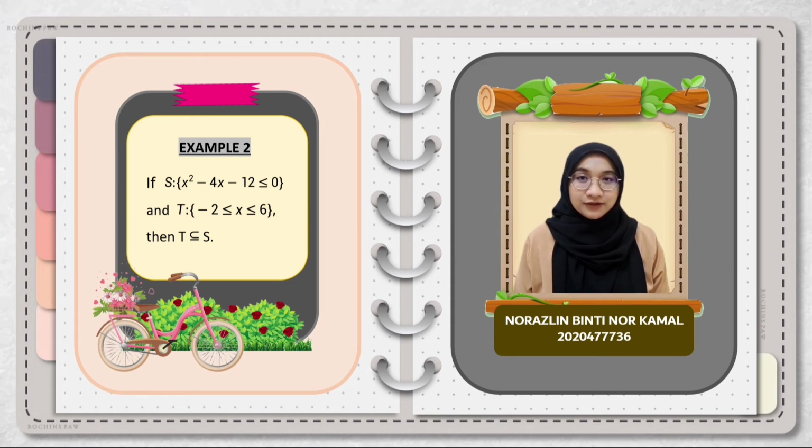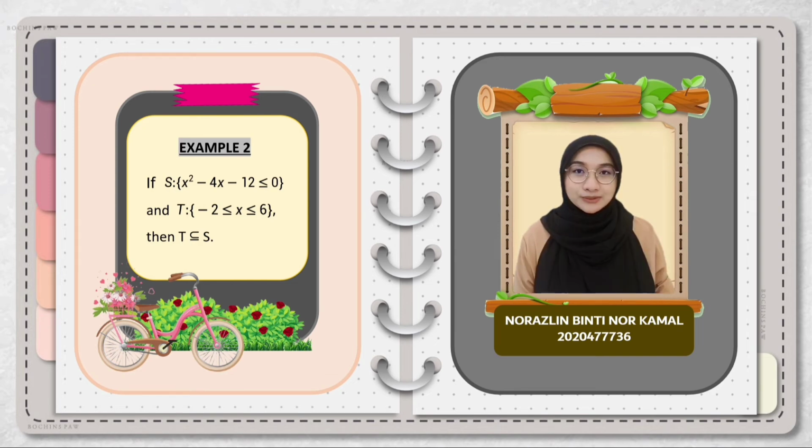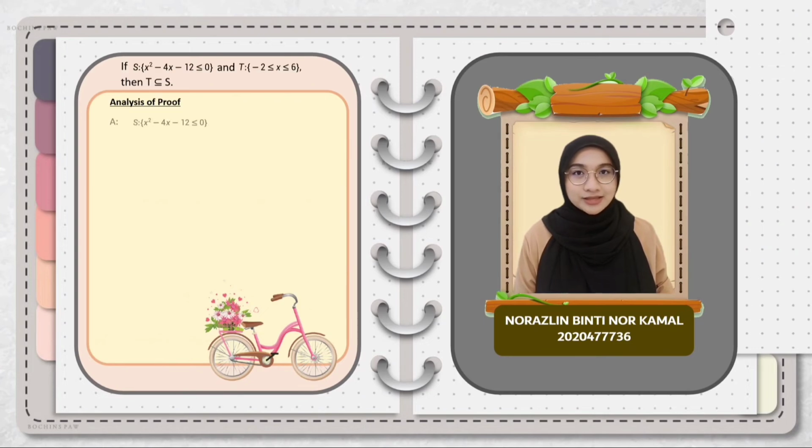Example 2. If set S is x squared minus 4x minus 12 less than or equal to 0 and set T is negative 2 less than or equal to x less than or equal to 6, then T is a subset of S. We need to identify what is A and B. A is hypothesis and B is conclusion.